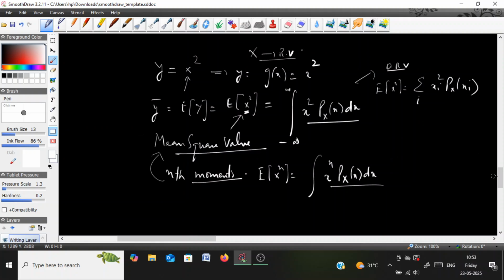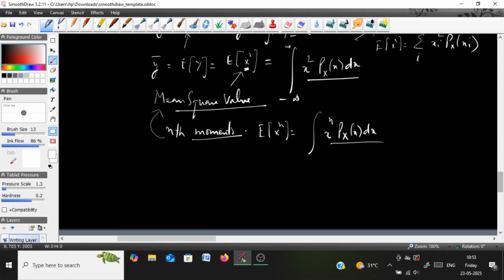Another important statistical parameter that we generally use while discussing random variables is the variance. The variance of a random variable is defined as sigma x square, which is the expected value of x minus x bar, squared.